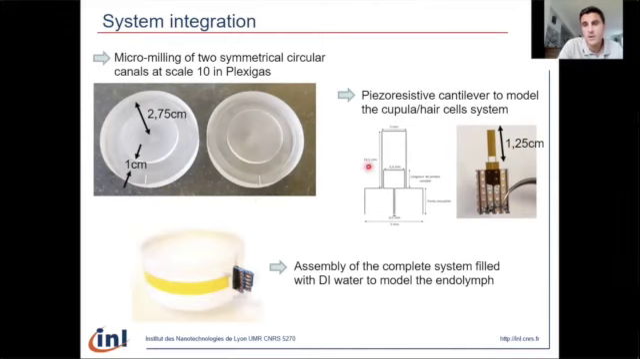This transducer is based on a flexible piezoresistive cantilever that is connected to a PCB. As you can see on the bottom here, this is a photograph of the complete system. We have introduced the piezoresistive cantilever within the lateral slot here, and we have stuck it by using a silicone paste. After complete drying of the paste, we have filled the canal with deionized water through two holes that were drilled on the top of the mockup. And finally, we have sealed the system by using an adhesive tape.